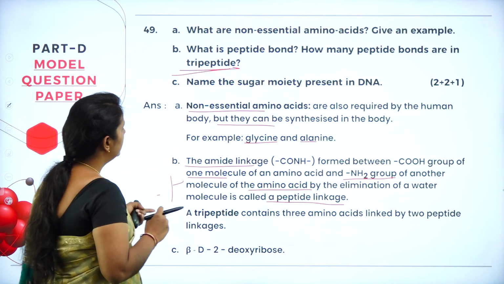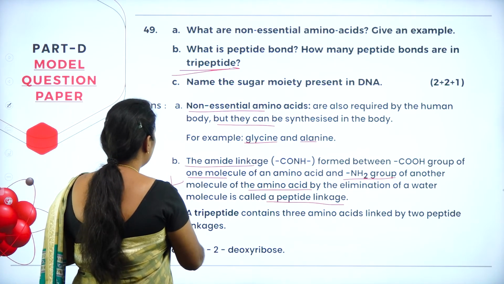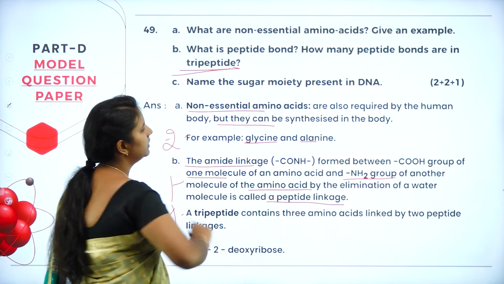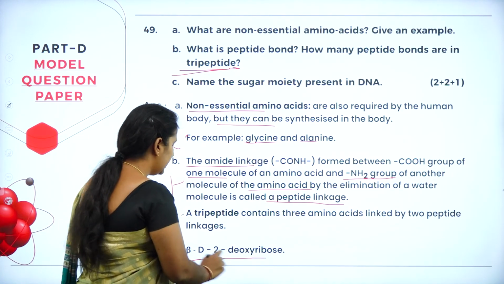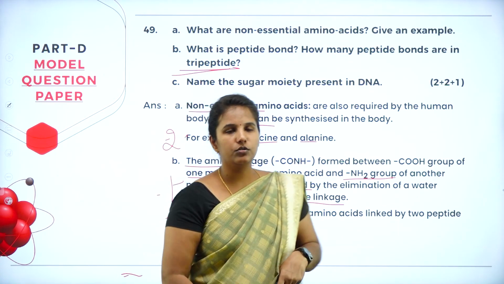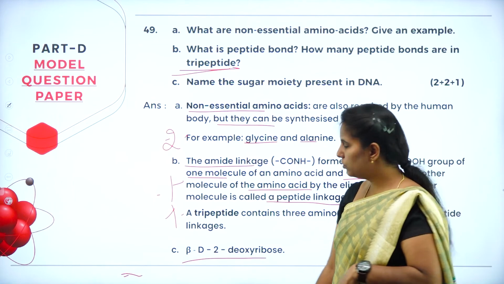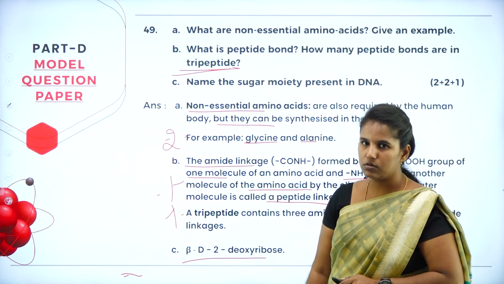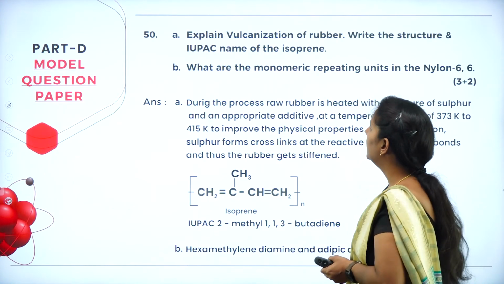Coming to the next question, name the sugar moiety which is there in DNA. The sugar moiety of DNA is beta D 2 deoxyribose. Beta D 2 deoxyribose.